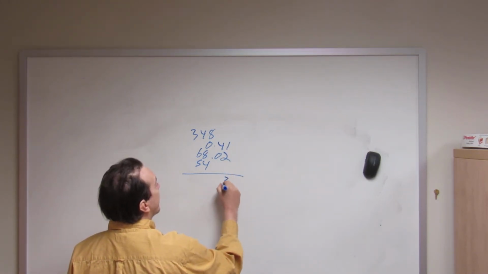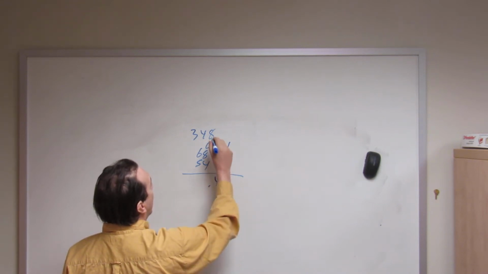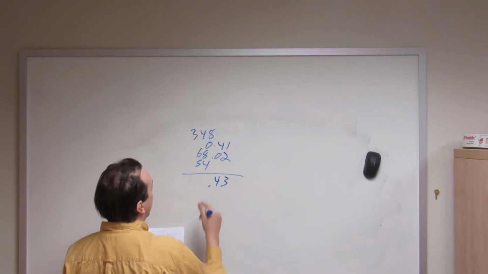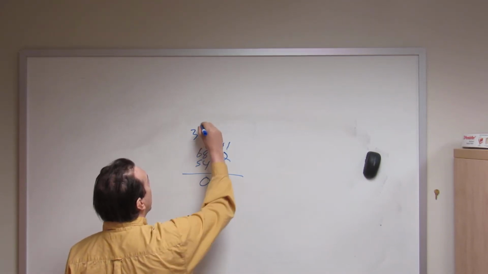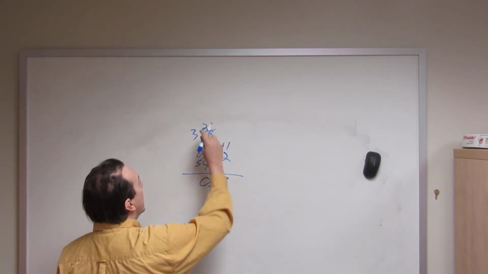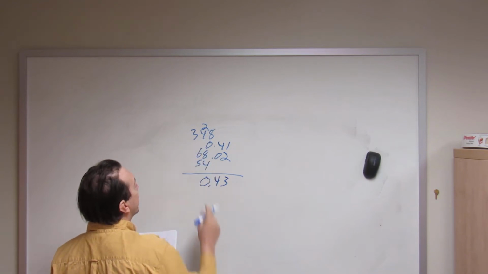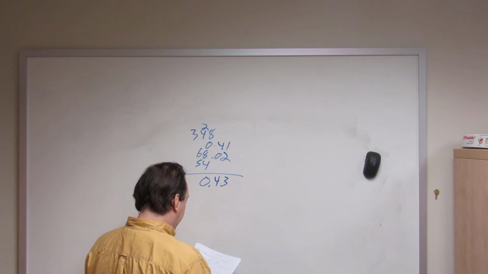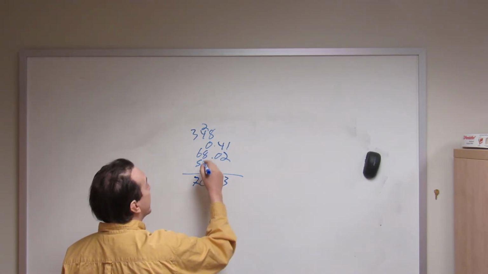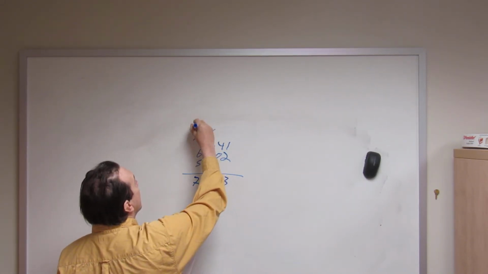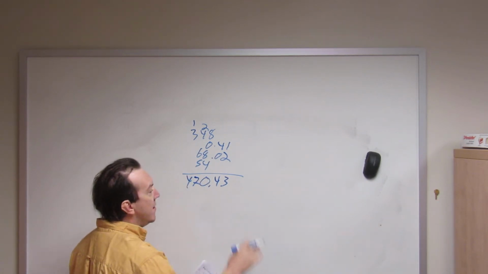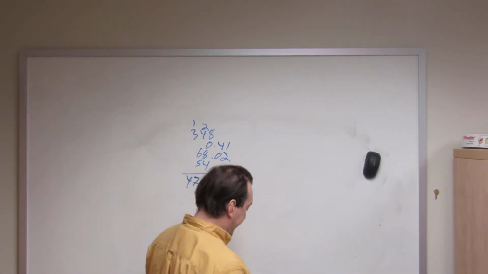1 plus 2 is 3. 4, 8 plus 8 is 16, plus 4 is 20, carry the 2, 2 plus 4 is 6, plus 6 is 12, plus 5 is 7, so 17, carry the 1, and we have a 4, 470.43.